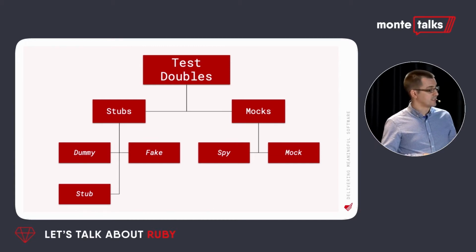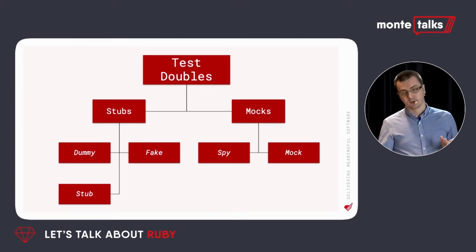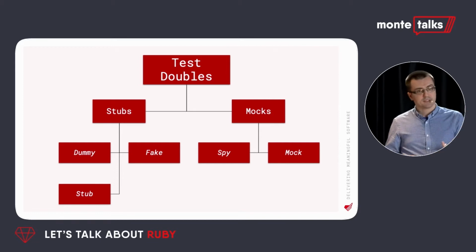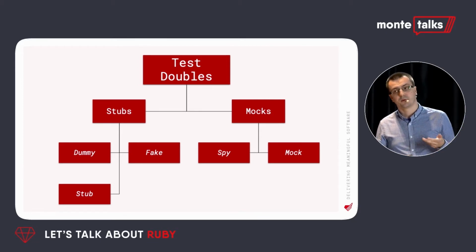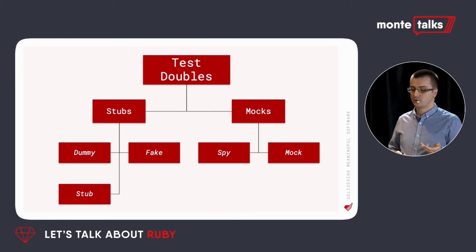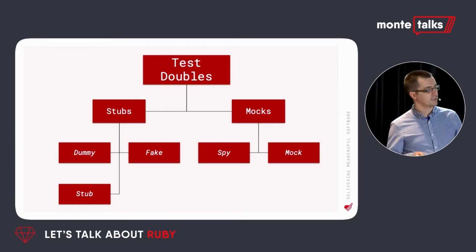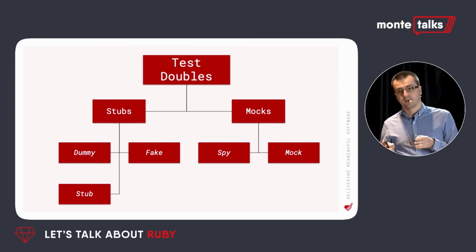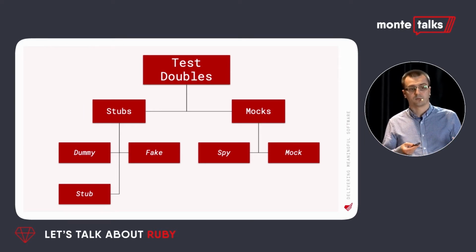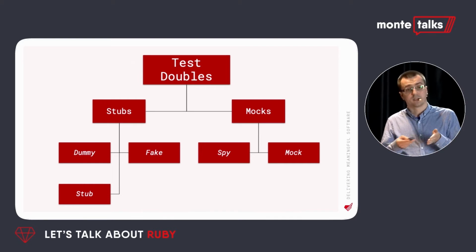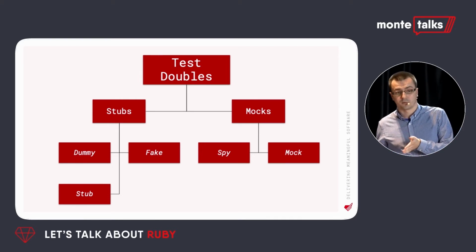Okay, and we have also a stub. A stub provides previously recorded, previously defined answers to calls made during the test, right? So we can define that if the stub receives method A with argument 1, it will return, for example, 2 as a result of this operation.